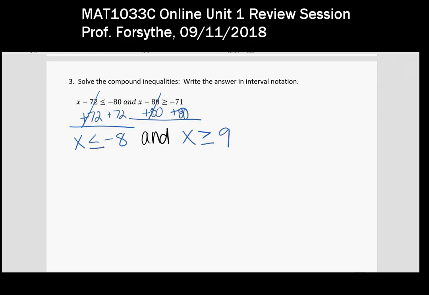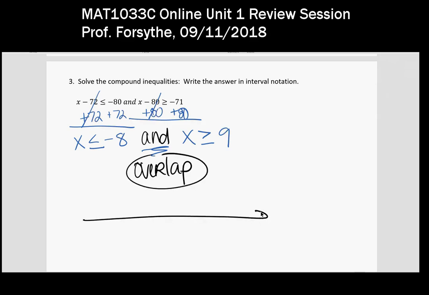Now we're going to put them together. This is an AND compound inequality. So that means that the solutions must overlap. I like to put it on a number line to see what's going on better. So I'm going to color code this. I'm going to make this yellow and this green. So negative 8, we'll put this on the left. 9 we'll put on the right.